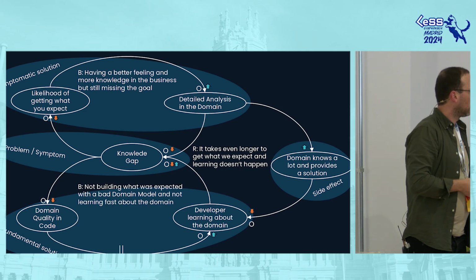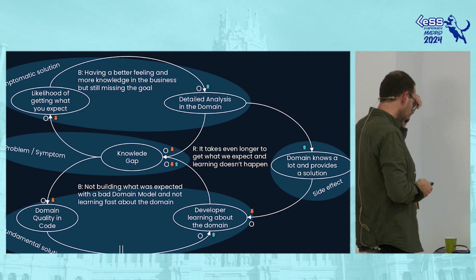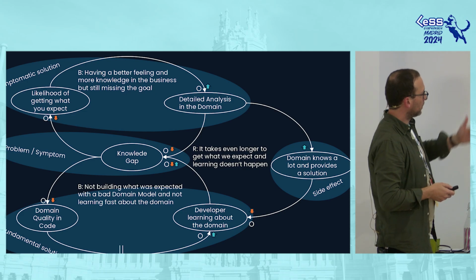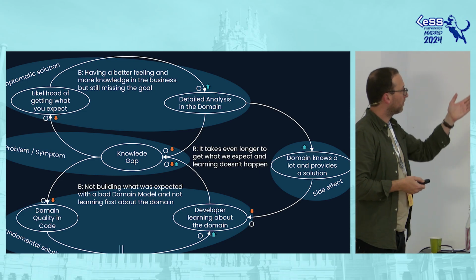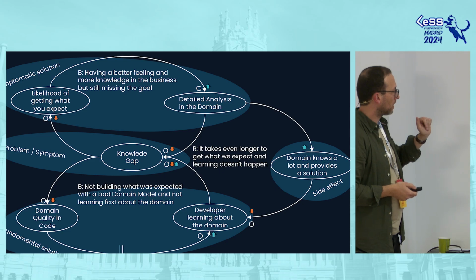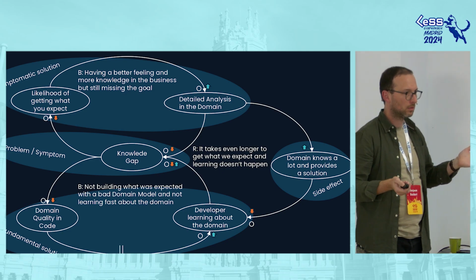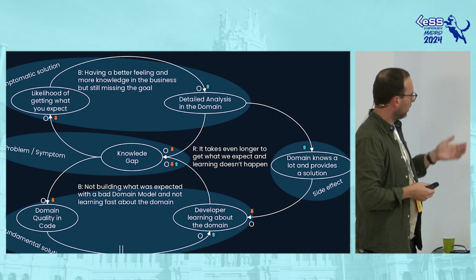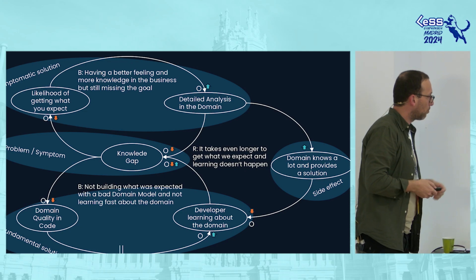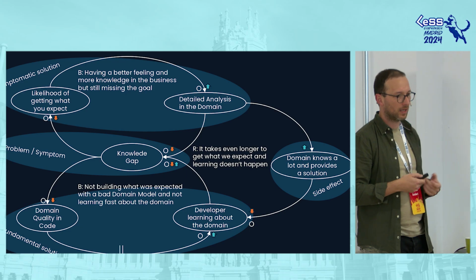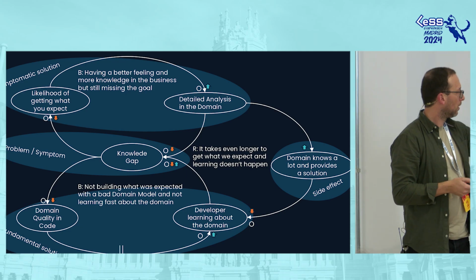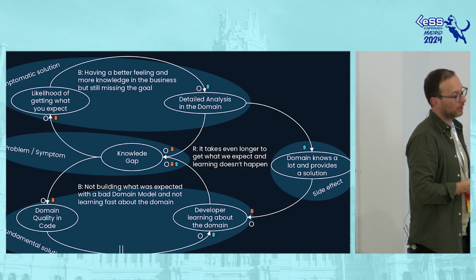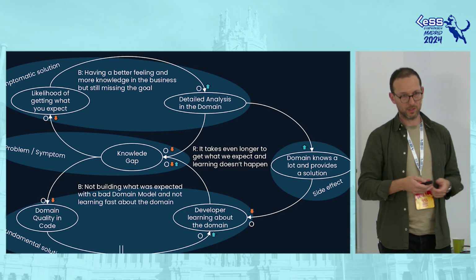So that was our situation. I just named the upper balancing loop, having a better feeling and more knowledge in the business, but still missing the goal. The one below, not building what was expected with a bad domain model and not learning fast about the domain. And on the right side, it takes even longer to get what we expect and learning doesn't happen. So that was our system.